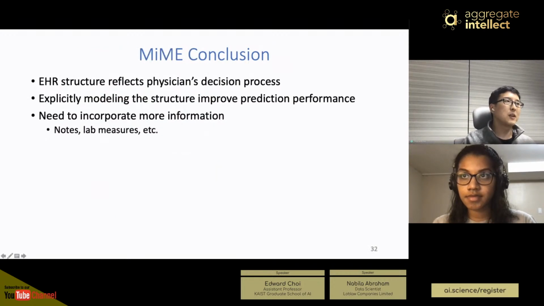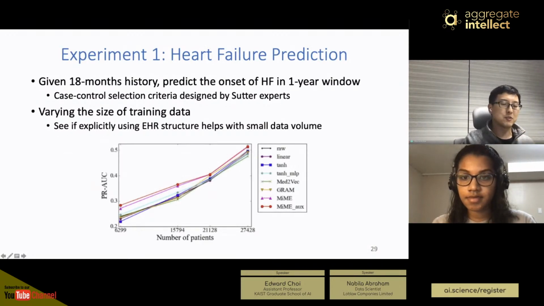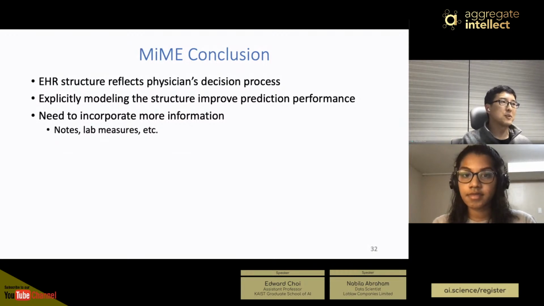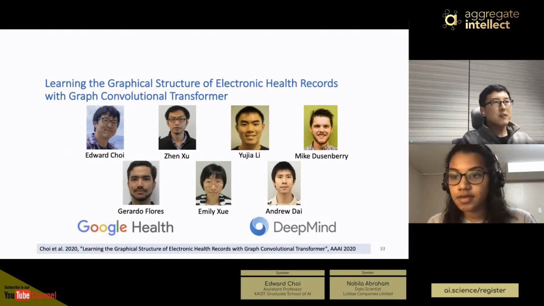So that's the lesson. EHR structure reflects physician's decision process, and it improves prediction performance. I did a bunch of different experiments, but I just took one out of the paper for the sake of time management. You can also extend this framework by incorporating more modalities like notes, lab measures, and images. So next comes GCT.